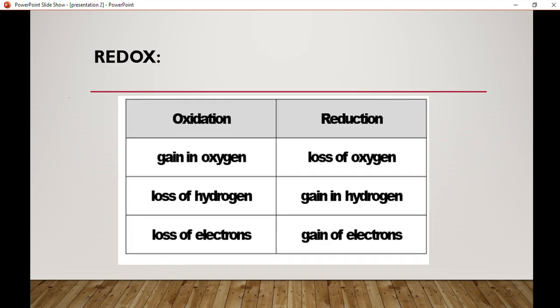Redox reaction: oxidation and reduction. Oxidation is gain of oxygen; reduction is loss of oxygen. In oxidation, loss of hydrogen. In reduction, gain of hydrogen. In oxidation, loss of electrons. In reduction, gain of electrons.